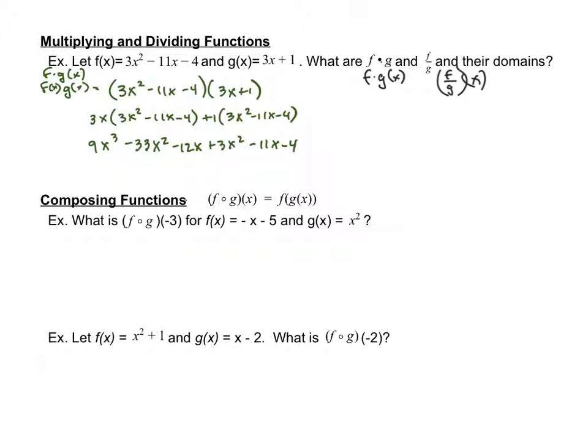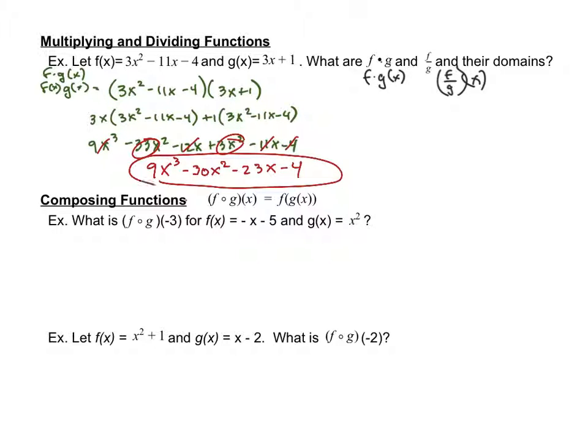When you go to combine your like terms, what can we combine? We can combine these two right here, which will give us negative 30x squared. We can combine those two right there, which gives us negative 23x, and then just bring down my others because there is nothing to combine them with. And there is my multiplied answer. Domain, again, is going to be all real numbers because there is nothing within those factors that gives me any limitations.